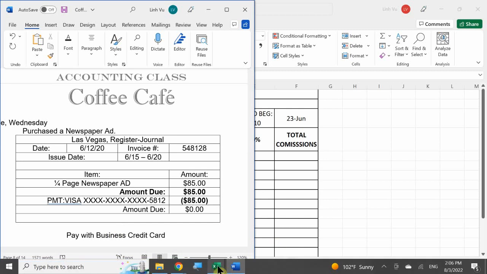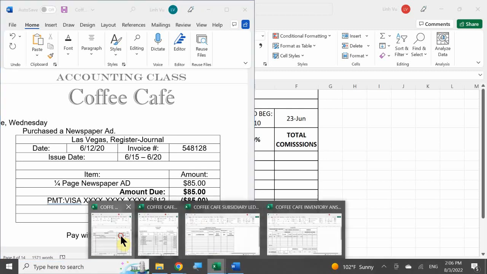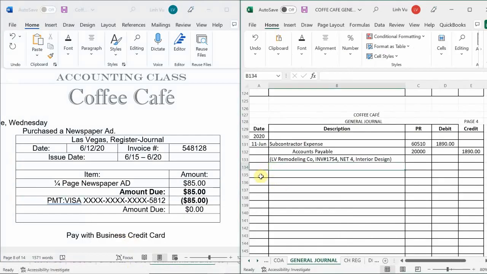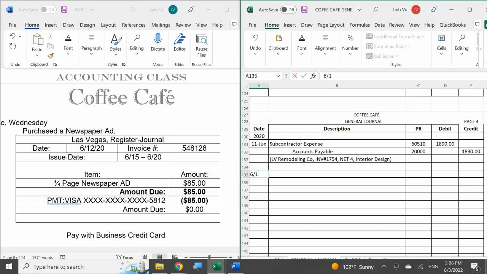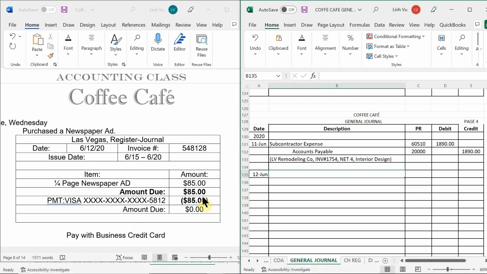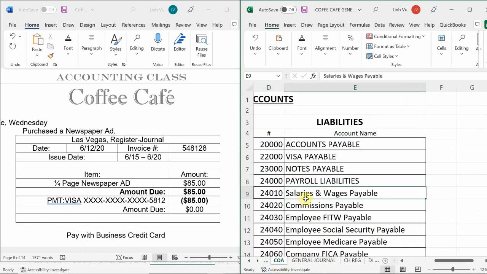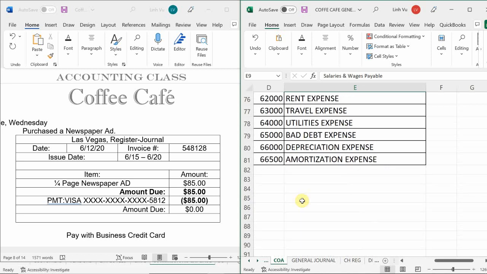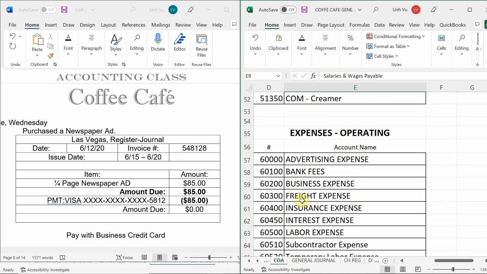So how are we going to journalize this transaction? What did we do? It's an advertising expense, correct? Because we just bought a newspaper ad. We are advertising our company. So in this case, this is the very first expense account, which is 60,000.